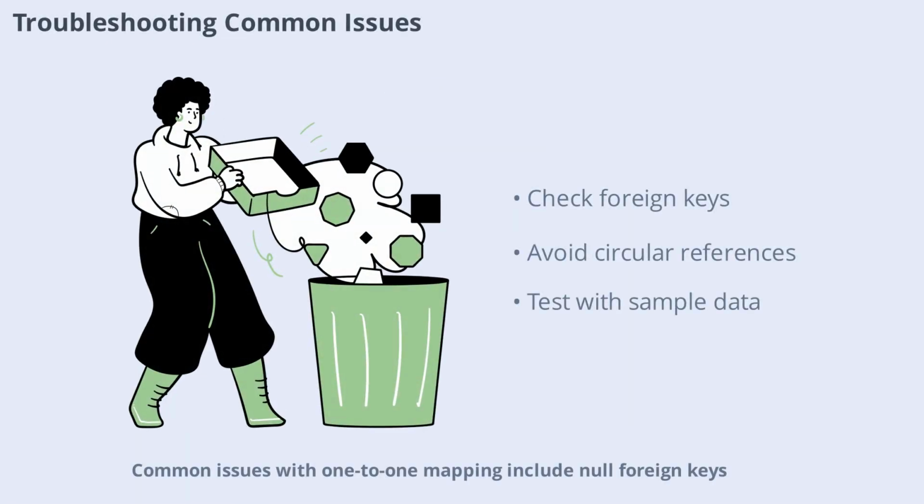Common issues with one-to-one mapping include null foreign keys, circular references, or missing mappedBy attributes. Always ensure that the owner side manages the relationship and that your annotations are correctly set. Testing with sample data helps catch and resolve these problems early.